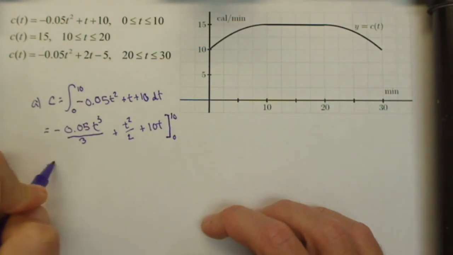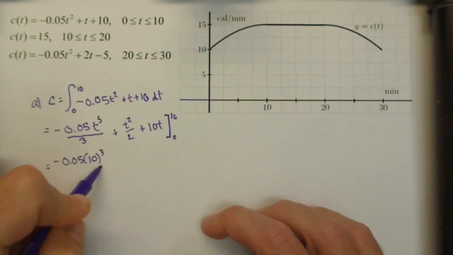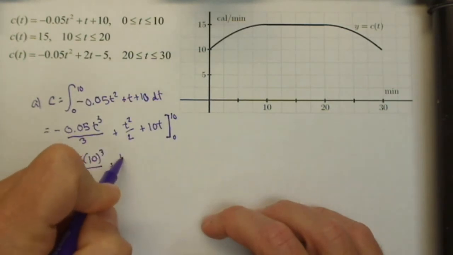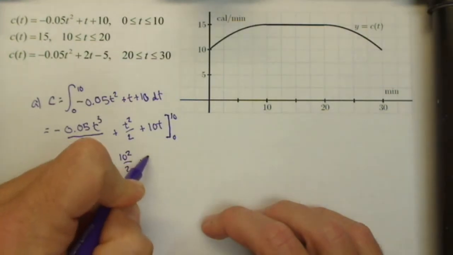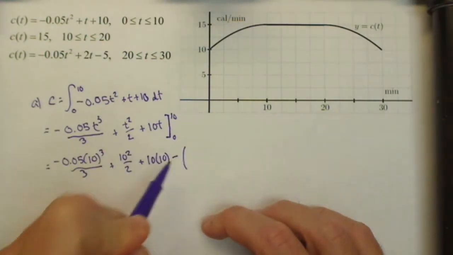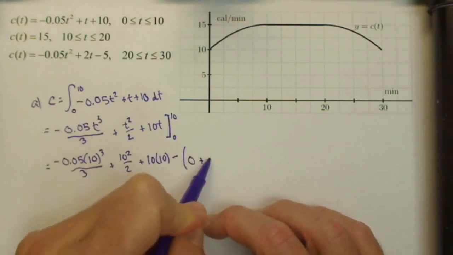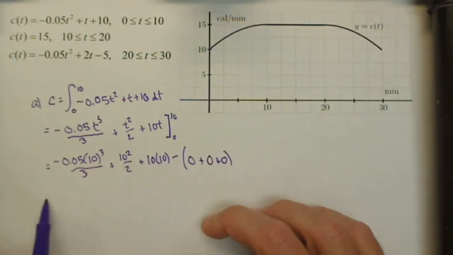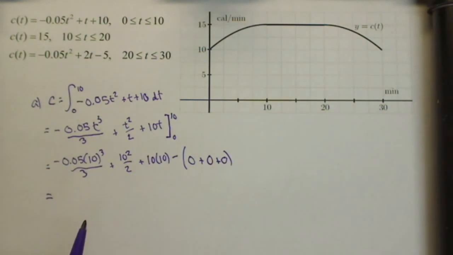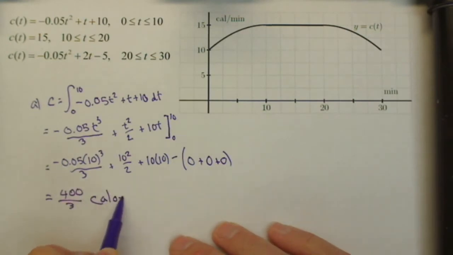So now we're going to put those limits in for t: negative 0.05 times 10 cubed over 3 plus 10 squared over 2 plus 10 times 10, minus, now we're going to be plugging 0 in, and we'll typically put this in parentheses. 0 for this one works out pretty nice because it's just 0 plus 0 plus 0. But we always want to be careful. And when you calculate this, you are going to get 400 total calories burnt in those first 10 minutes based on this rate.